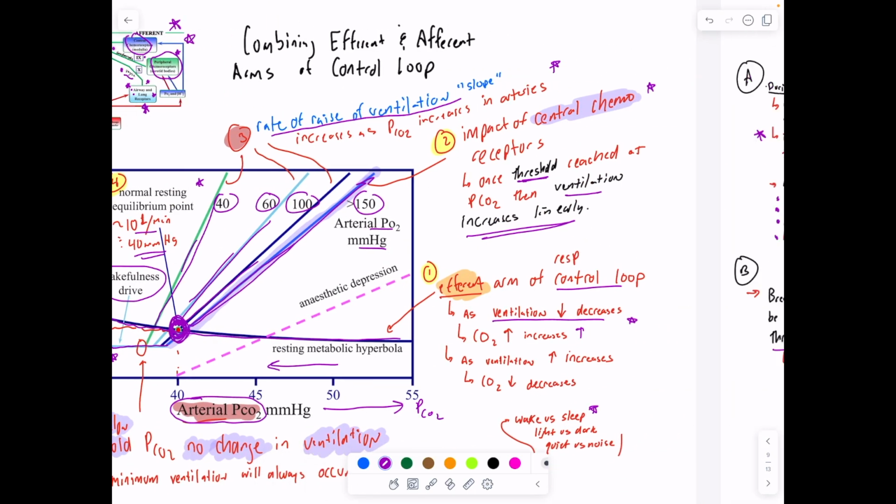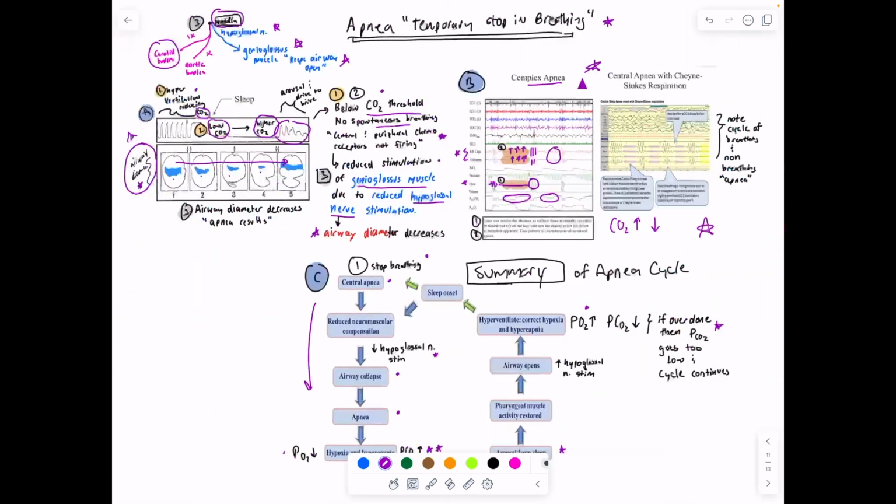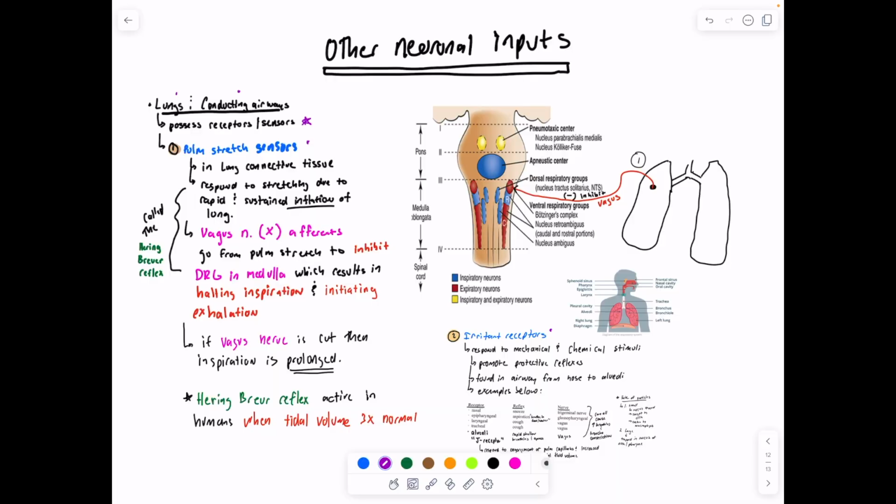And so what are those receptors? Those are our pulmonary stretch receptors and then our irritant receptors. So basically the idea is that the lungs and the conducting airways have receptors and sensors as well, right? We've talked so far about receptors at the bifurcation of the common carotid arteries, so they're sensing blood flow and partial pressures in the blood. But these are stretch receptors and irritant receptors, so not oxygen or carbon dioxide sensing. These are in the lung connective tissue for the pulmonary stretch sensors.